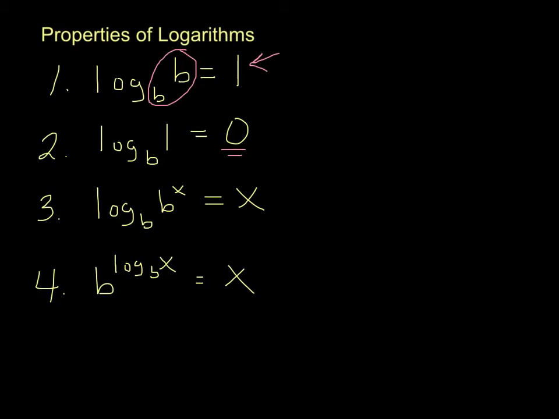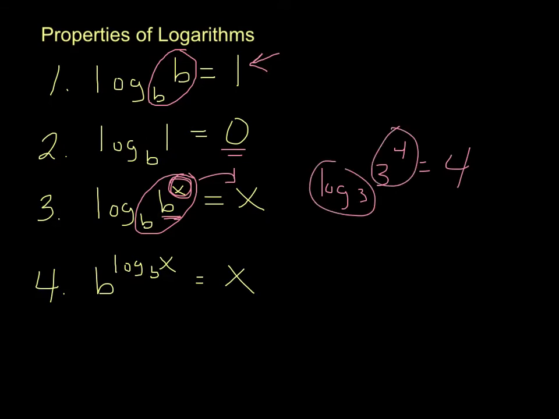Okay? Log base b of b to the x. I've got the base of the log is b, the base of this exponential is b, which leaves me with a solution of whatever this exponent is up here. So notice that those two things are the same. Okay? So for example, if I had log base 3 of 3 to the 4th, that would just be equal to 4. Since the base of this exponential and the base of this log match, then the 4 becomes my solution. Okay?